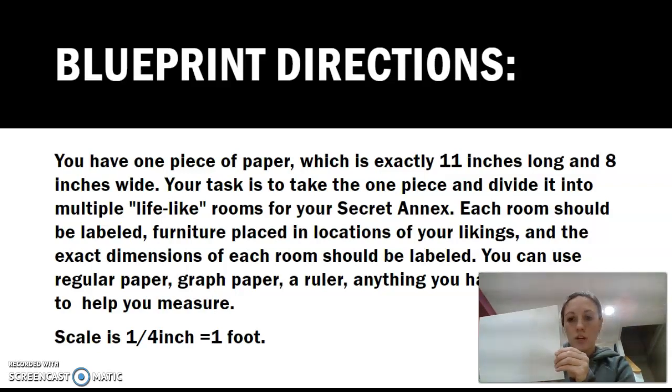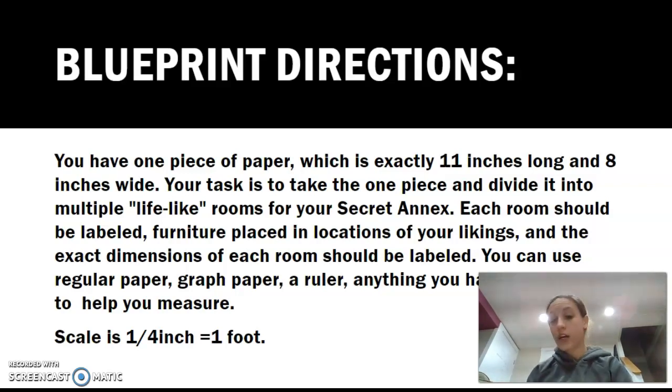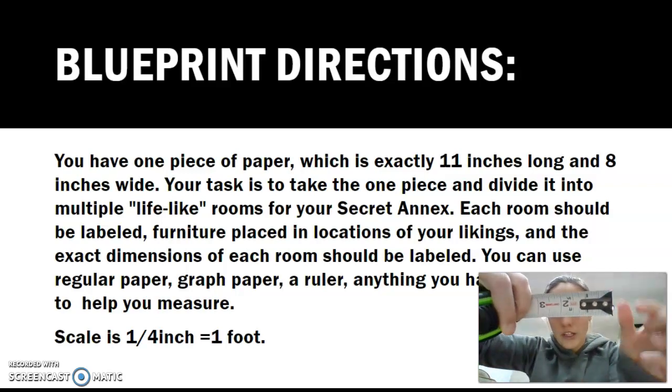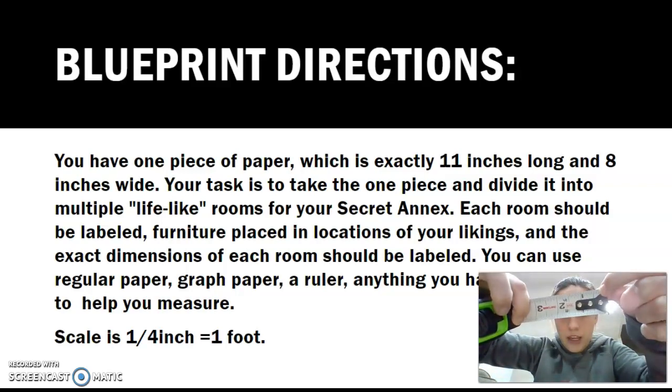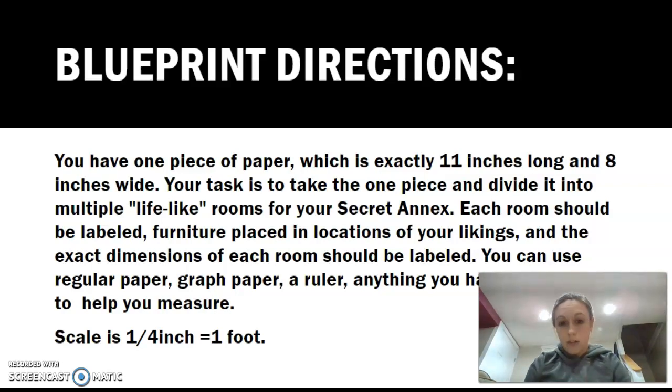You can use regular paper, you can use graph paper to find the area and the dimensions of the room. You can use a ruler, you can use anything you have at home. However, to scale this to make it lifelike, every quarter of an inch is going to equal 1 foot. If you have graph paper, that would probably be 1 square, but you can measure it if you need to. A quarter of an inch on a ruler is the middle longer line. So it's only a quarter of the way in from an inch, which then would equal a foot.